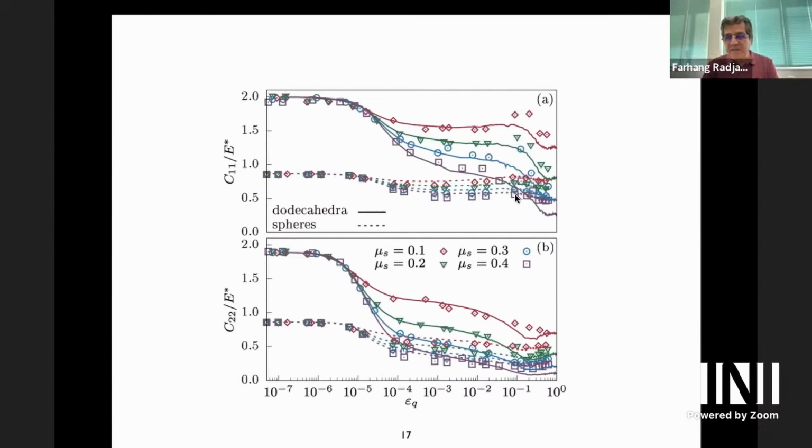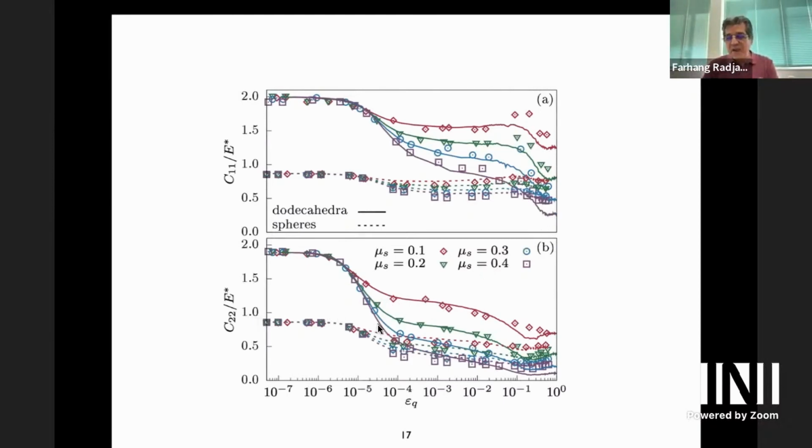For spheres, we have the same thing. Altogether, the values for spheres are below. But when we look, for example, at a coefficient of friction of 0.4, which is a high coefficient of friction, for dodecahedra the value of C11 can go below that of spheres, which is interesting because we expect that for polyhedra, C11 is always larger than for a sphere, but this is not actually the case.